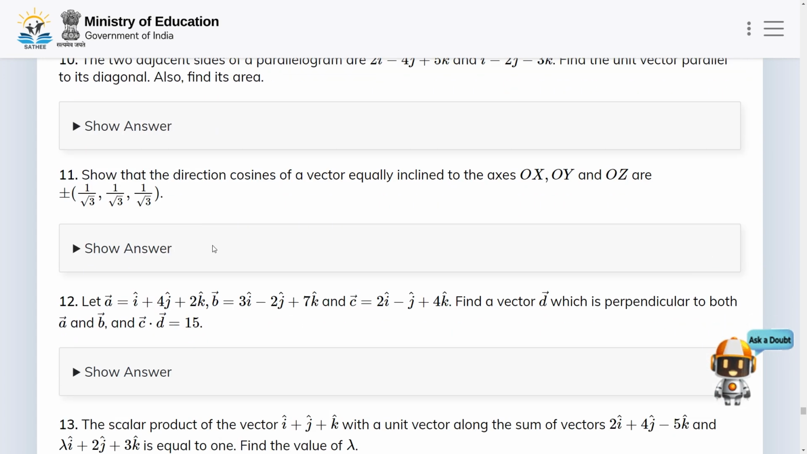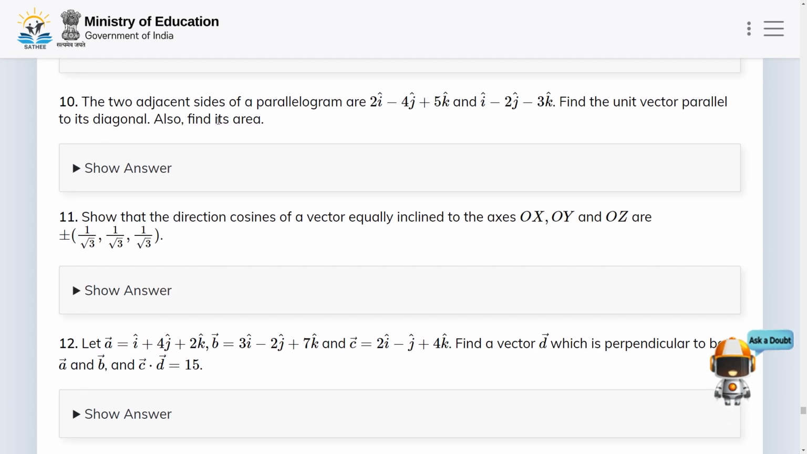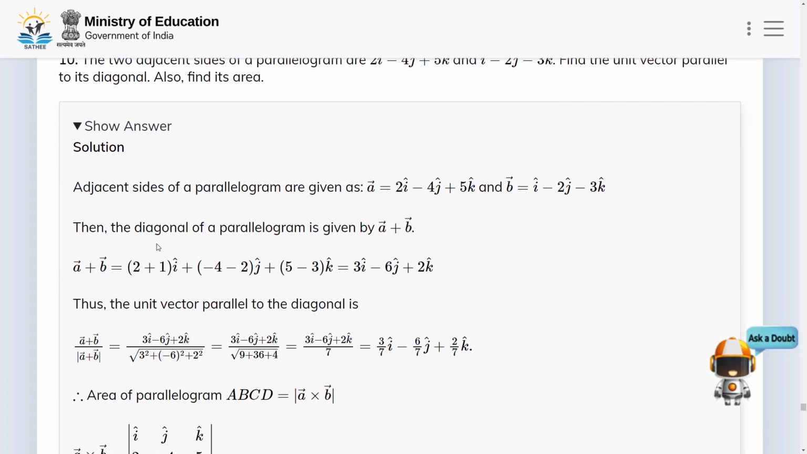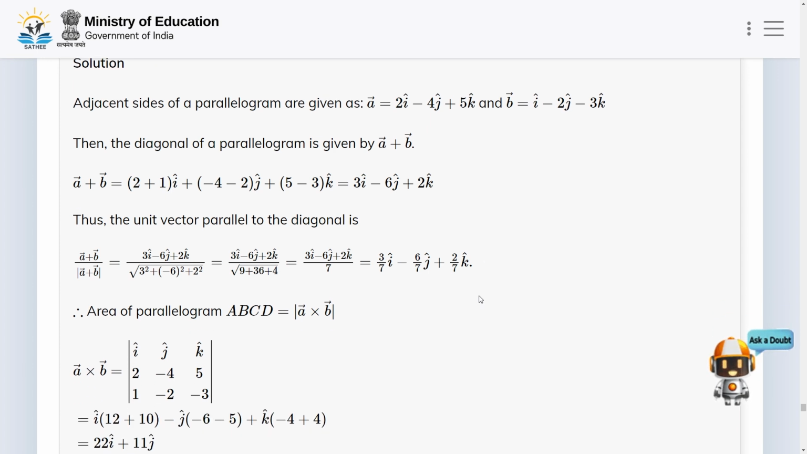Easy. Now 10th problem. The two adjacent sides of a parallelogram are given; find the unit vector parallel to its diagonal. Also find the area. So the adjacent sides are, the diagonal of a parallelogram is given by a plus b. So the vector a plus b will be there. You have to find the unit vector parallel to this, so just divide this vector by its magnitude. You will get your unit vector parallel to this diagonal. You will have this as your answer.